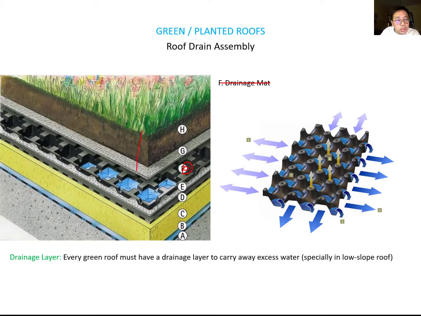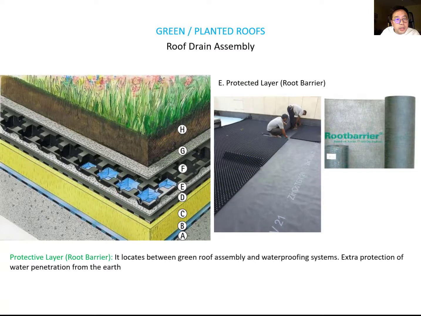It usually collects water from the growing media through the filter mat, and then they collect the water and redirect it, getting the water out of the growing media. Okay, and then you need a protective layer, which we can call the root barrier. You can see the root barrier here. It's located between the green roof assembly and the waterproofing system. You can see the waterproofing system. It is the water protection from the earth.